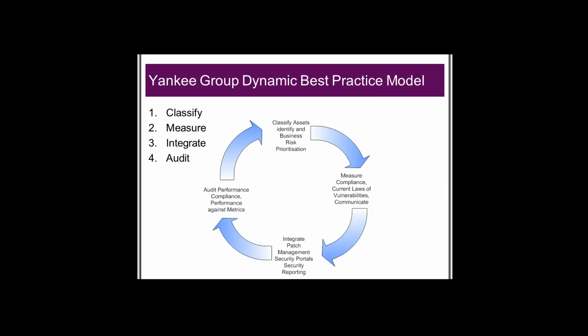So we have 4 phases. We have classify our assets, measure our assets, integrate our patch management strategy, and then audit for performance. This is our dynamic best practice group. Basically, based on the key findings from this Yankee Group and the findings from those laws of vulnerabilities, they came up with these best practices that we apply for vulnerability management as a one-solution type of IT solution. Now, I'm not saying this is the only way to do it. I'm not saying this is the best way of doing it, but this is a way of doing it, okay?